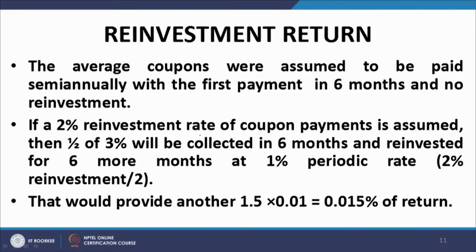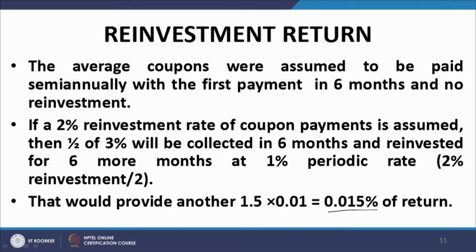We have assumed that the cash flow or the coupon payment at t equal to 6 months will not be reinvested. If we assume that the reinvestment does take place, and for example, if we assume a reinvestment rate of 2% per annum, then the cash flow of 1.5 that will take place at t equal to 6 months will be reinvested for the next 6 months, and we will get at the 2% per annum or 1% for the 6-month rate or the half year rate.